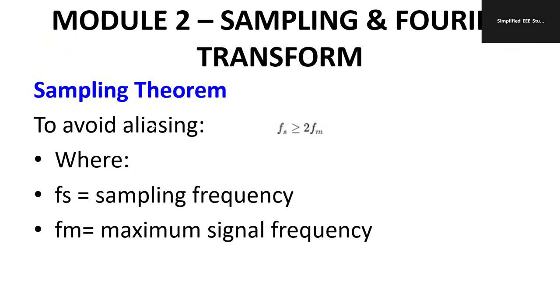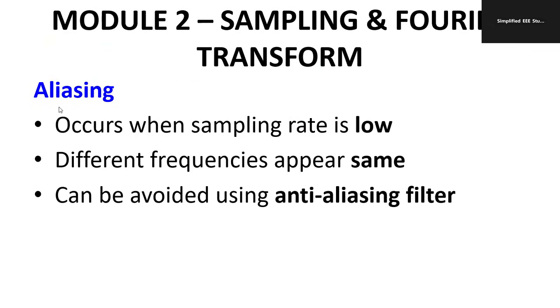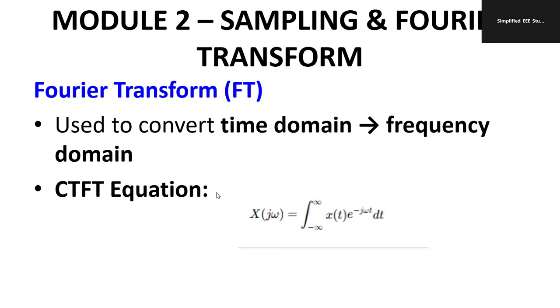So this is regarding the sampling theorem. Fs greater than or equal to 2Fm. It is a key part of the sampling theorem. What do you mean by aliasing? It occurs when the sampling rate is less. Different frequencies appear at the same time. That is called aliasing. It can be avoided using an anti-aliasing filter.